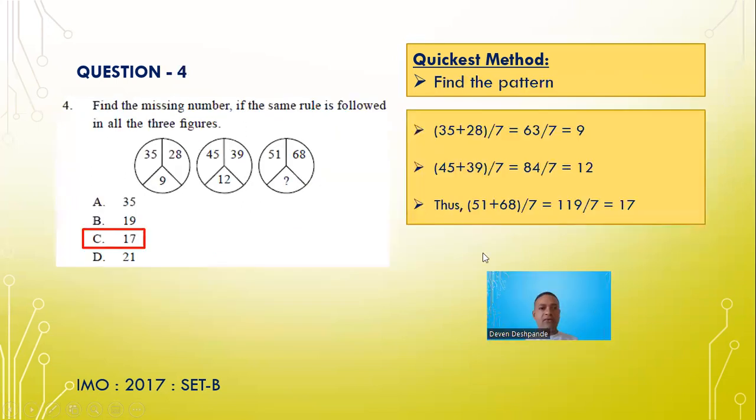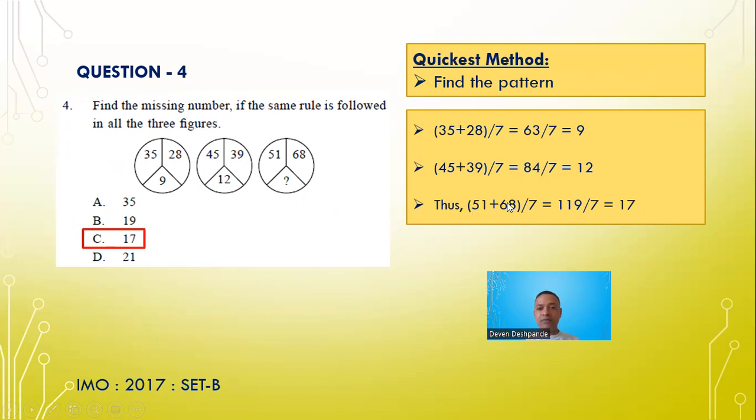Okay, next one. Find the missing number if the same rule is followed in all the three figures. So what is the pattern? So 35 plus 28 is 63. 63 divided by 7 is 9, isn't it? Because 9 sevens are 63. 45 plus 39 is 84. 84 divided by 7 is 12, because 12 sevens are 84.